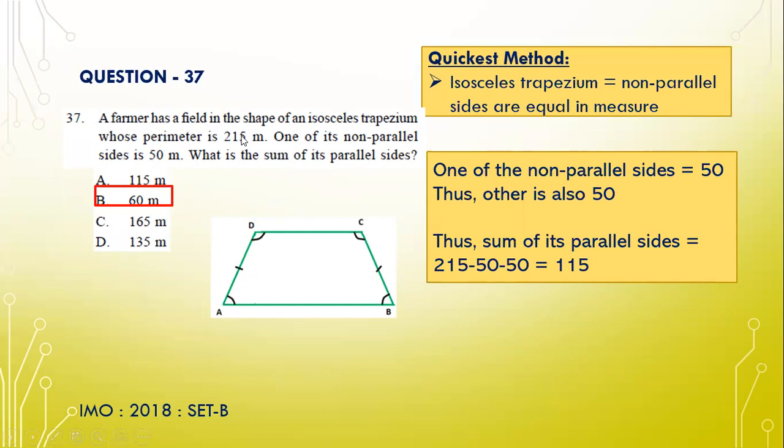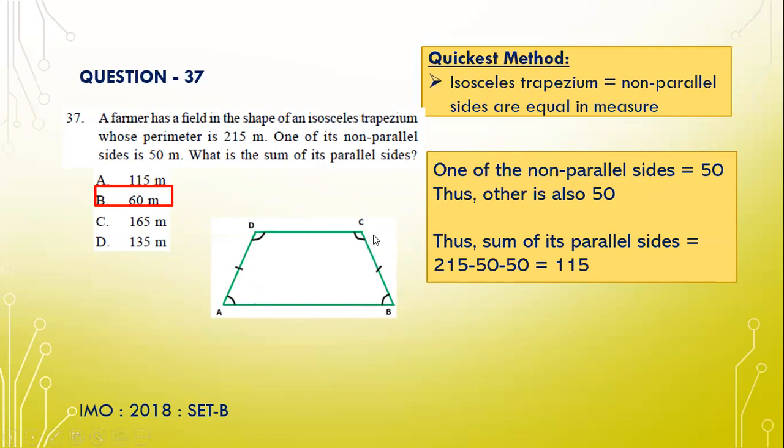Okay. A farmer has a field in the shape of an isosceles trapezium whose perimeter is 215 meters. One of its non-parallel sides is 50 meters. What is the sum of its parallel sides? So in an isosceles trapezium the non-parallel sides are equal in measure. If this ABCD is an isosceles trapezium, then AD and CB are the same length, isn't it? So one of the non-parallel sides is 50. If this is 50, then this is also 50.